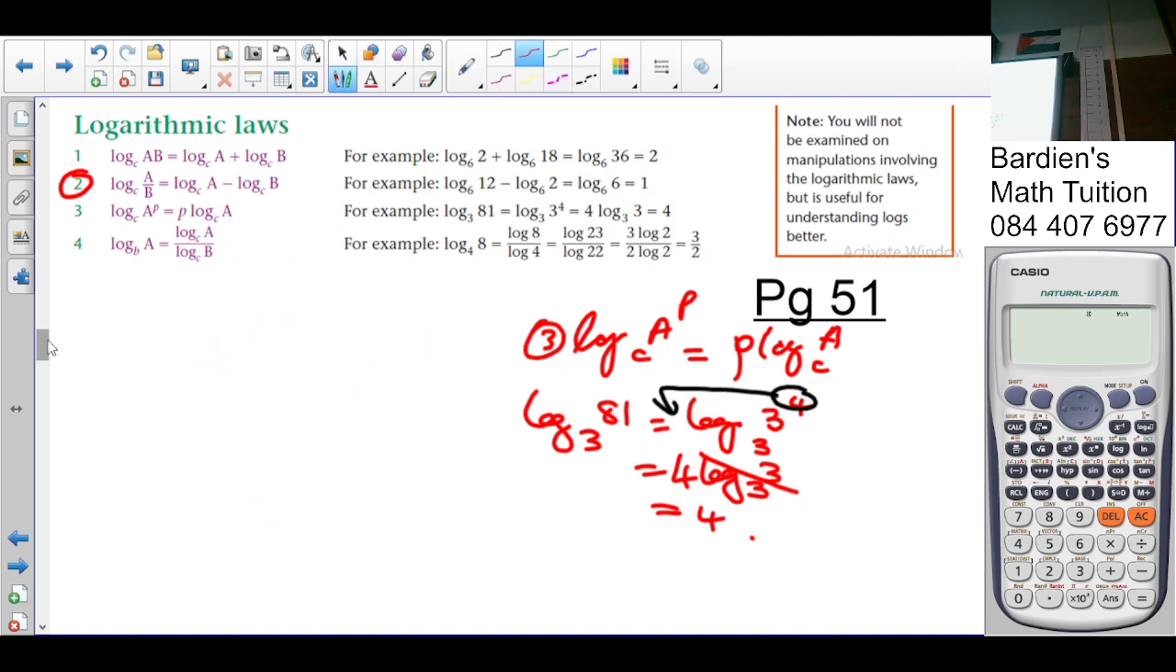Let's look at number 4. You got log A base B.